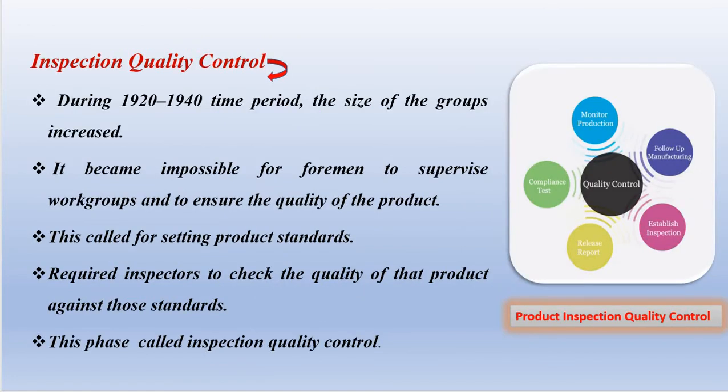The next phase is inspection quality control. During 1920 and 1940, the size of the groups increased. It became impossible for foremen to supervise work groups and to ensure the quality of the product. So this called for setting product standards and required inspectors for each work group to check the quality of that product against those standards. This phase is called inspection quality control.